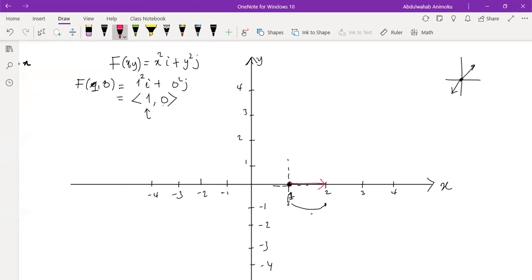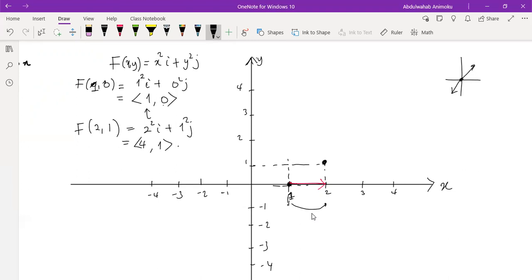Now, let's say we change to f(2, 1). f(2, 1) would be 2 squared i plus 1 squared j. So that means 4 in the X direction and 1 in the Y direction. Which point are we looking at? At 2, 1. This is the coordinate 2, 1. So at this coordinate, we are trying to find the direction of the vector, and the vector is going to be 4, 1.